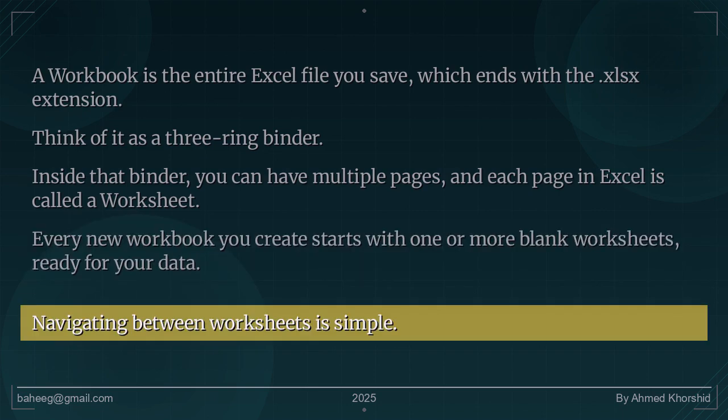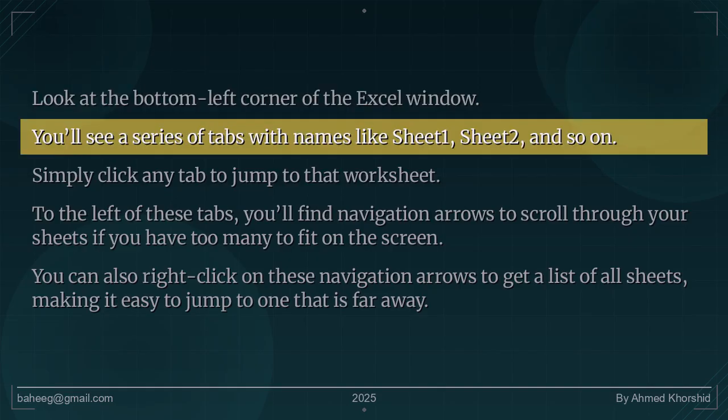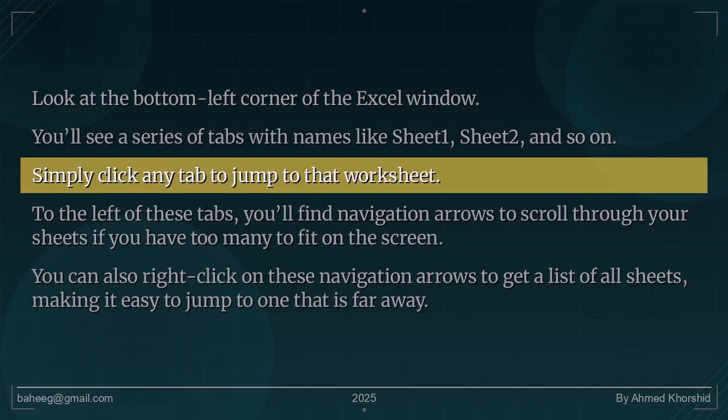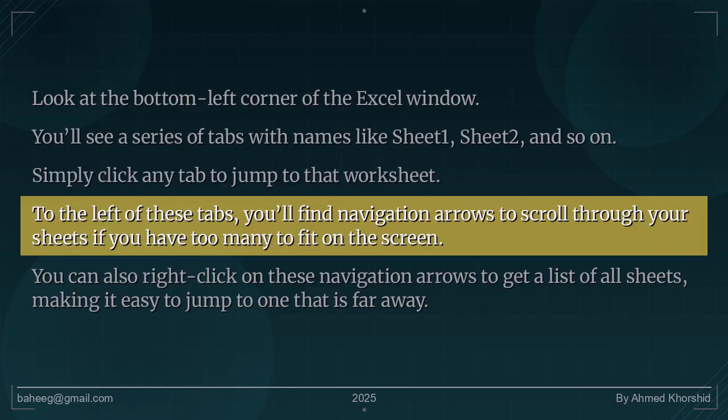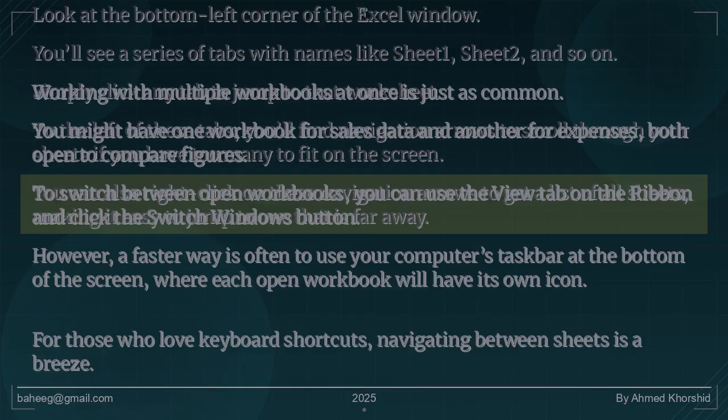Navigating between worksheets is simple. Look at the bottom left corner of the Excel window. You'll see a series of tabs with names like Sheet 1, Sheet 2, and so on. Simply click any tab to jump to that worksheet. To the left of these tabs, you'll find navigation arrows to scroll through your sheets if you have too many to fit on the screen. You can also right-click on these navigation arrows to get a list of all sheets, making it easy to jump to one that is far away.